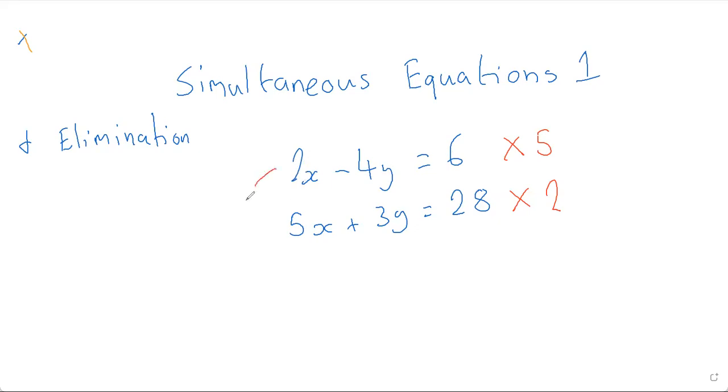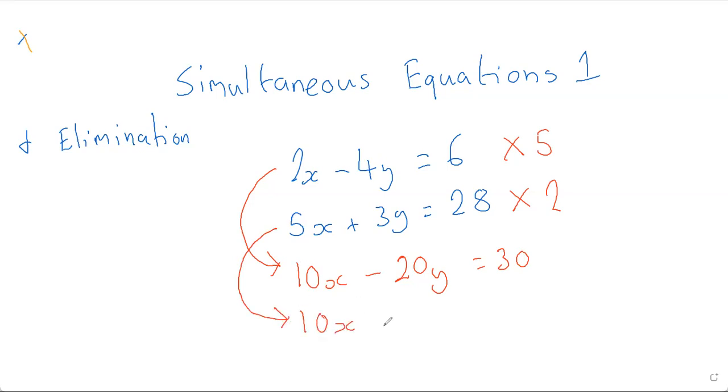So now if I rewrite this one out, we're going to get 10x minus 20y equals 30. Now I'll rewrite this one out as 10x, which is important, plus 6y equals 56. Now, I'll just reiterate that the reason we get the coefficients the same is because when we subtract one from the other, these cancel out to 0, leaving us with only the y's.